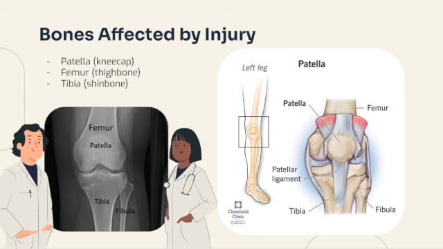The primary bones involved in this injury are the patella, which is the kneecap, the femur, which is your thigh bone, and your tibia, which is your shin bone. However, none of these bones are damaged or fractured, as this injury more so involves damage to muscles and ligaments.